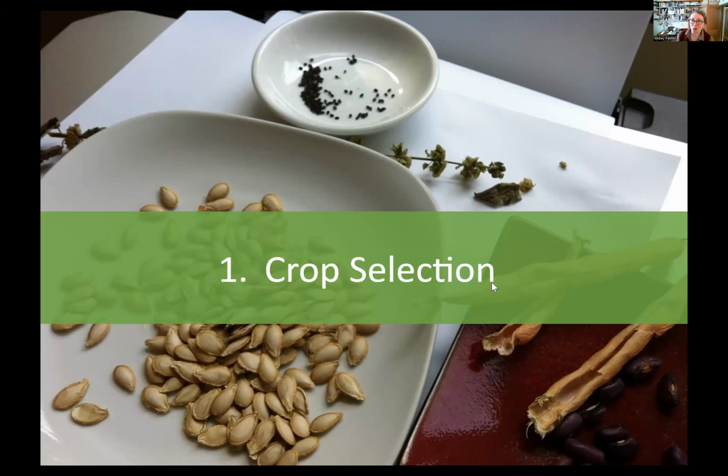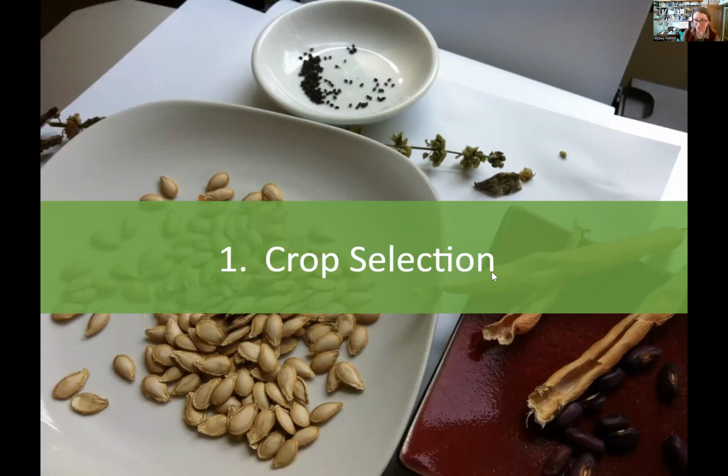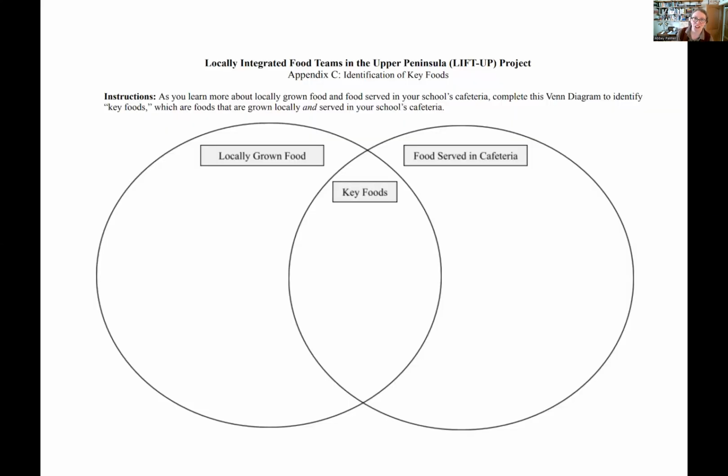And when we think about our crop selection in the garden in the spring, that's what do I want to plant this year? And I think it's a good idea. This is a Venn diagram that I use with the schools. I mentioned that I work with schools that have school gardens. They try to figure out, well, what could we grow in the school garden that would work in the cafeteria?